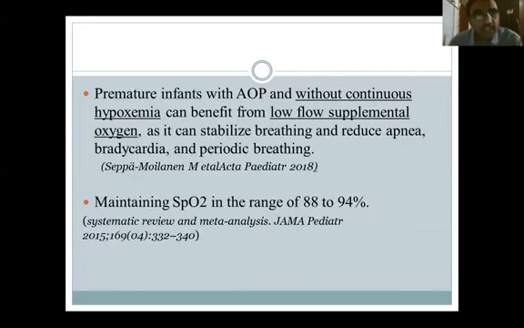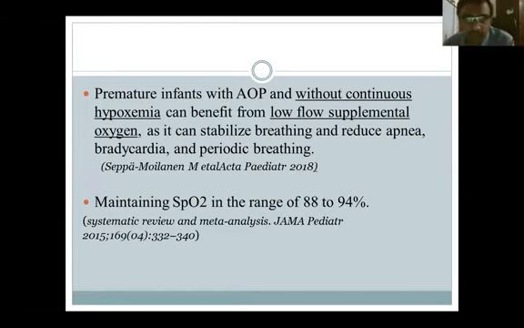Next is premature infants with apnea of prematurity and without continuous hypoxemia are also benefited with low flow supplemental oxygen. For example, in level 2 care, before shifting to level 3, they give some supplemental oxygen, but some low oxygen, not for continuous hypoxemia, means intermittent hypoxemia, has stabilized the breathing and reduced the apnea and periodic breathing in premature babies.